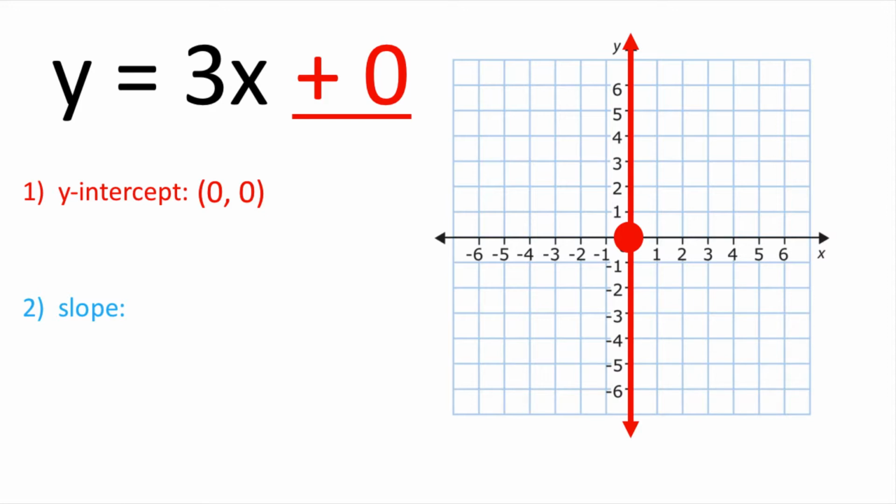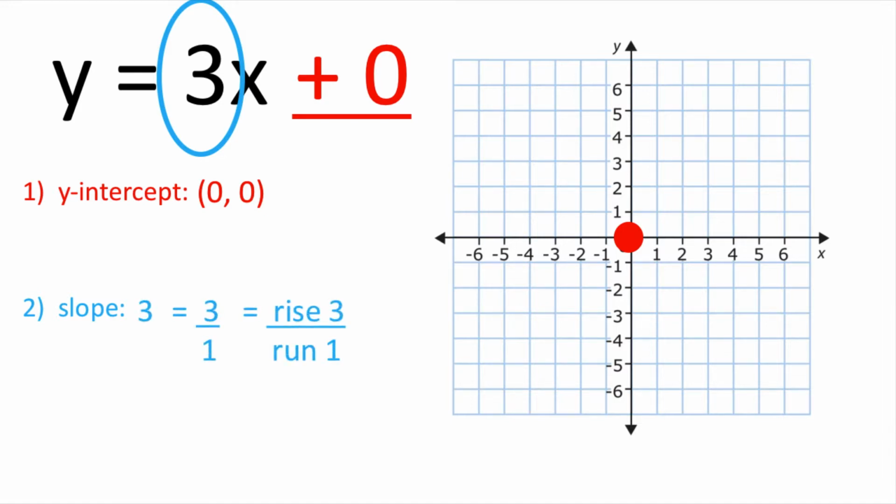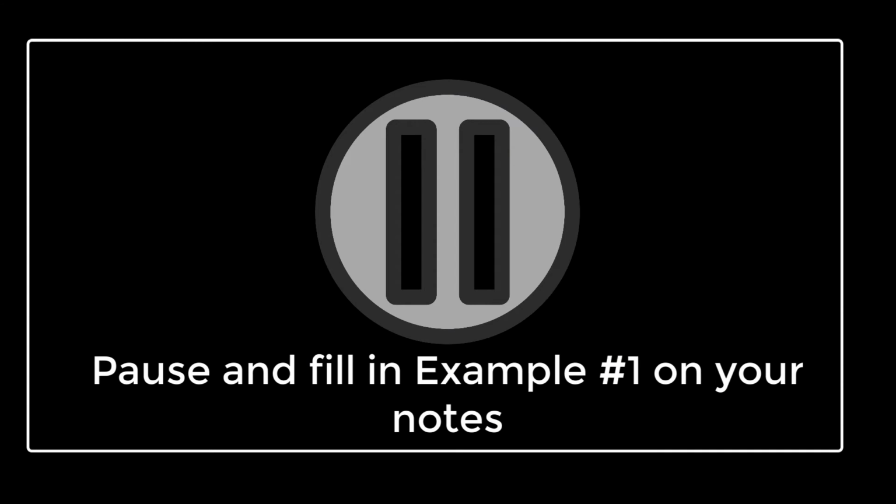Then, I can focus on the slope. When I see the slope is 3, I know that's really 3 over 1. So from my first point, I will rise 3 and run 1. Now that I have 2 points, I can make my line. There are many points on a line, but I just need 2 in order to make it. Pause this video right now and do that first problem on your paper.